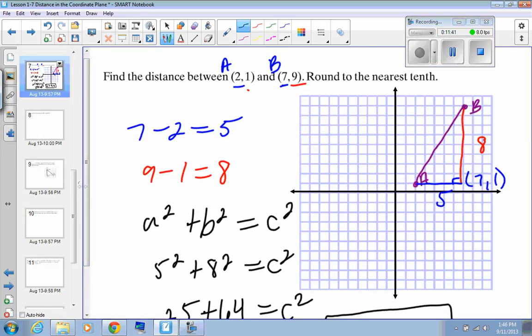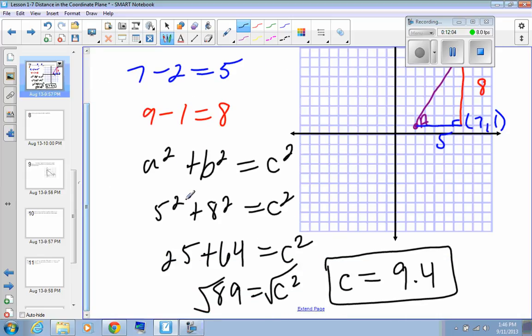So let's look at how we solved this one. So I plotted point A at 2, 1. I plotted point B at 7, 9. I drew a vertical line and a horizontal line and saw that they intersect at 7, 1. I then subtracted my x values, 7 minus 2 to get my horizontal, 9 minus 1 to get my vertical. So I have 5 and 8. So I used the Pythagorean theorem, plugged in my values, got the answer of 89, took the square root and rounded to the nearest tenth. So 9 and 4/10 would be your answer.